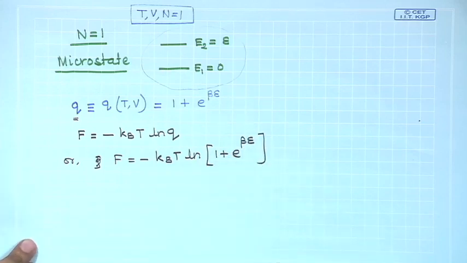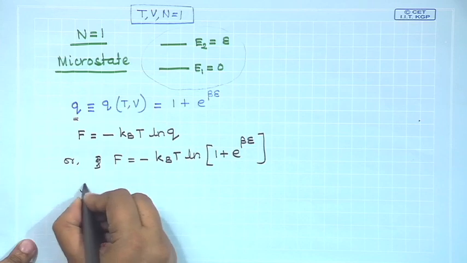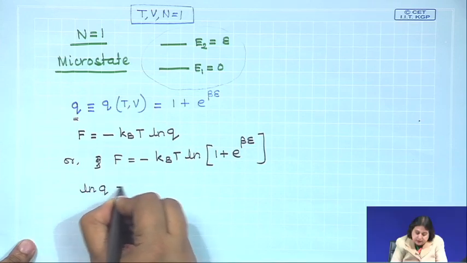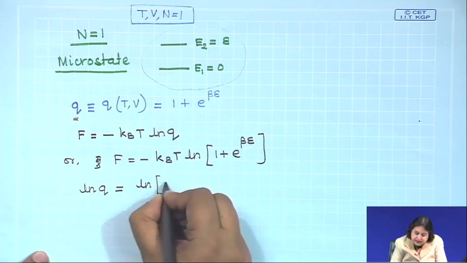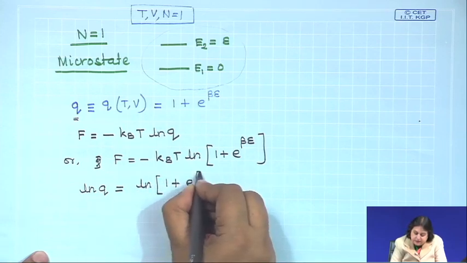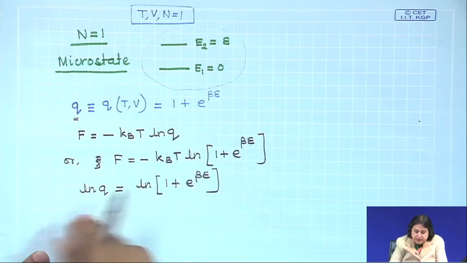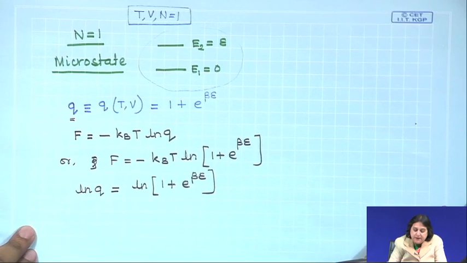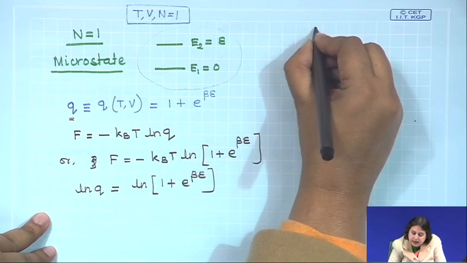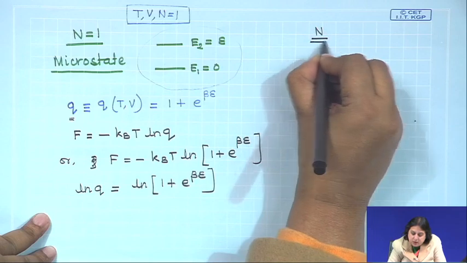Okay. Now, since I know things like ln Q, of course, I can find out all other thermodynamic properties, because they can be obtained as a derivative with respect to this ln Q. Is that correct? Yes.